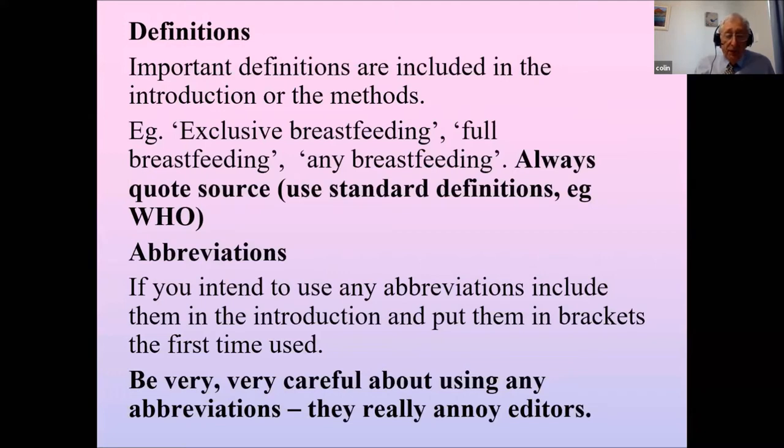Don't use abbreviations. They really, really annoy editors. I only allow my PhD students to use two abbreviations. One is BMI, because everybody knows what that is, and the other is kg for kilogram. Be very careful about abbreviations. If an editor is working hard and getting towards the end of the night, it's about midnight, and they've still got a few papers to read, and they come across a strange abbreviation, they're just as likely to throw your paper in the rubbish bin.